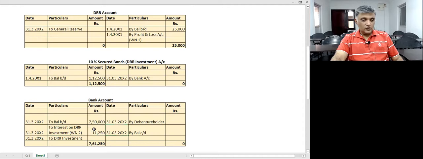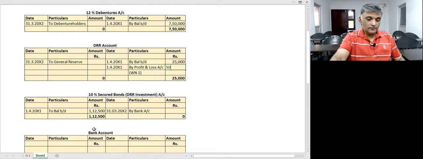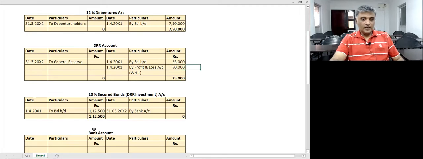Now, let's also work out the DRR requirement. What is the total debenture value? It is 7,50,000. So we need to create 10% DRR, which is 75,000 as the DRR requirement, of which already we have 25,000, which means we need to create a DRR of 50,000.